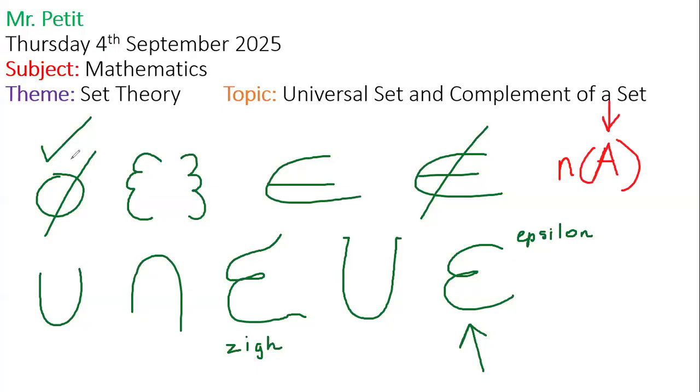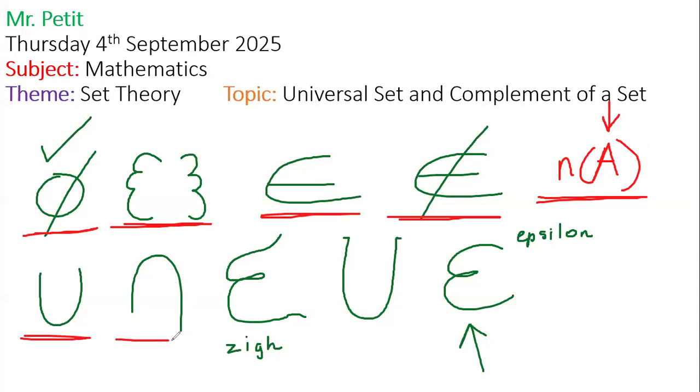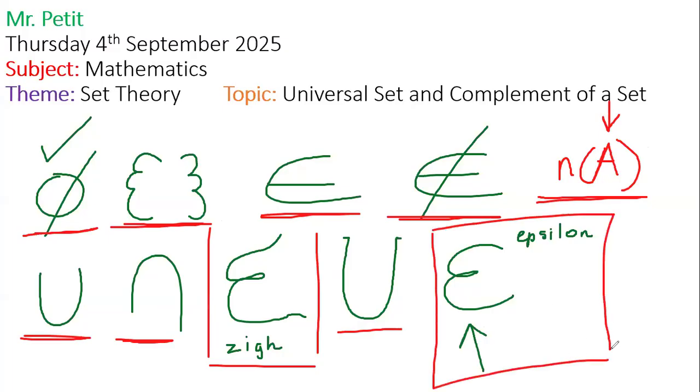Okay, so that's basically it. The first one is null set or empty set. The second one is empty set as well. The third one is an element of. The next one is not an element of. Then we have the number of elements in set A. Here we have the union. Here we have the intersection. Here we have xi, which means universal set. Here we have capital U, which means universal set as well. And here we have epsilon, which means universal set as well. Does that make sense? Let me know. That makes sense.